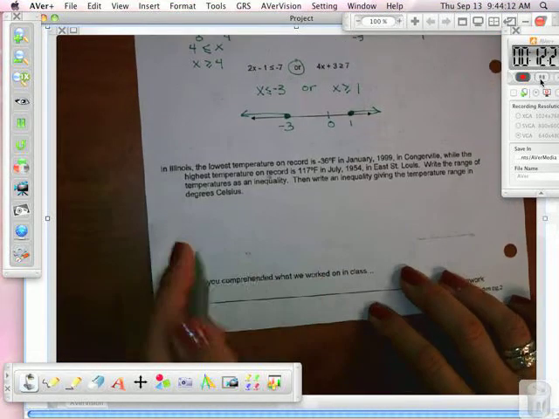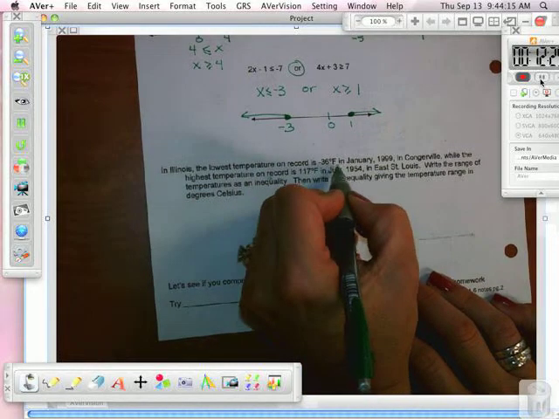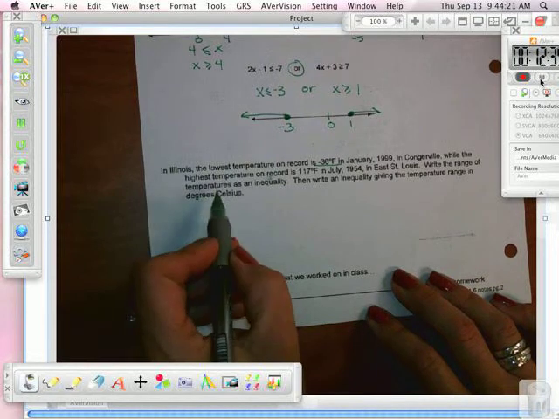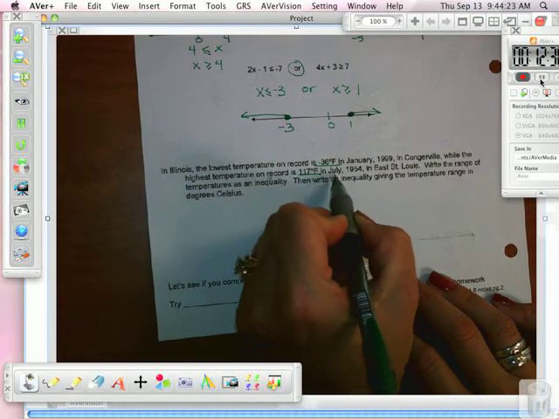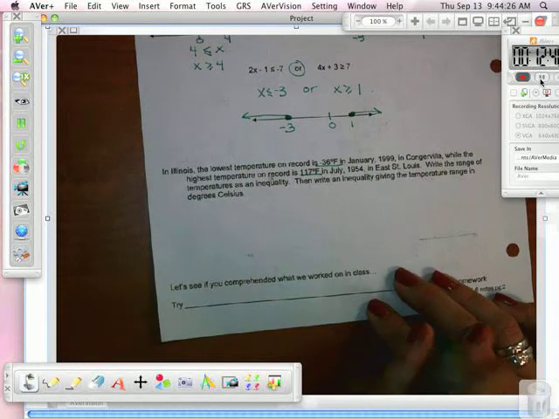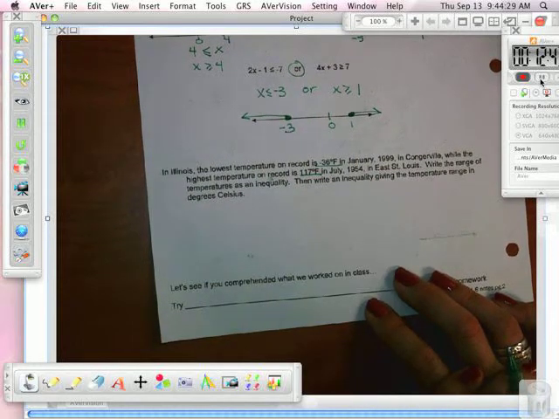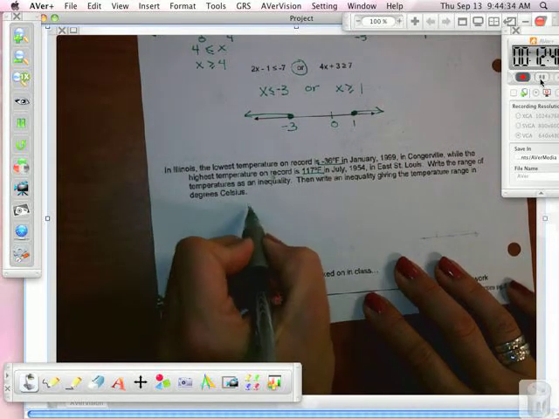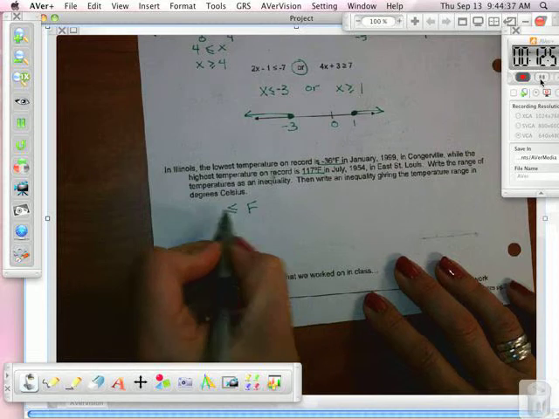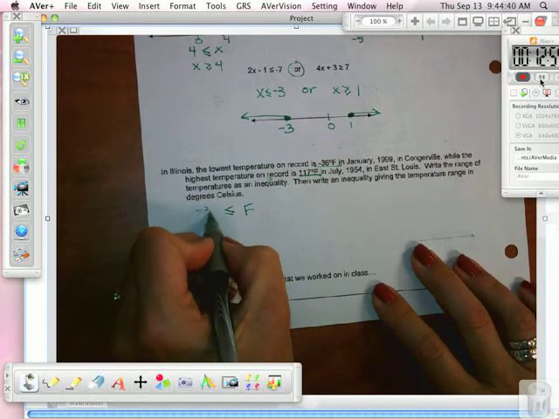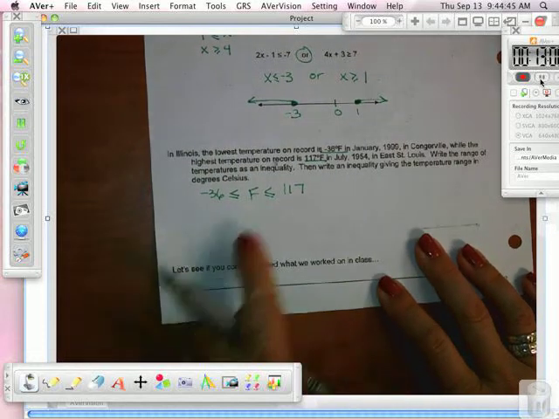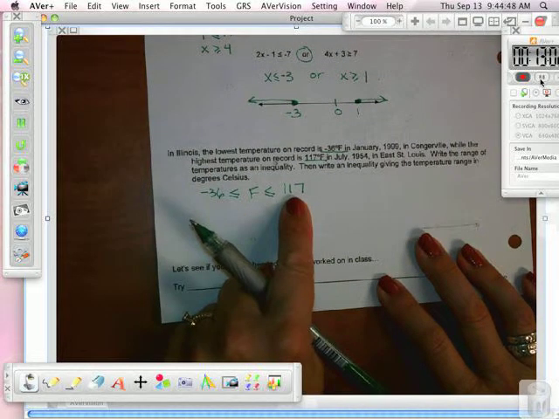In Illinois, the lowest temperature on record is -36 degrees Fahrenheit in Congerville, while the highest temperature on record is 117 degrees in July 1954 in East St. Louis. So we have a range here of temperatures. Write the range of temperatures as an inequality. So, Fahrenheit, the smallest temperature was -36, and the biggest temperature was 117. So the range for the Fahrenheit temperature was between these two numbers. Yeah?